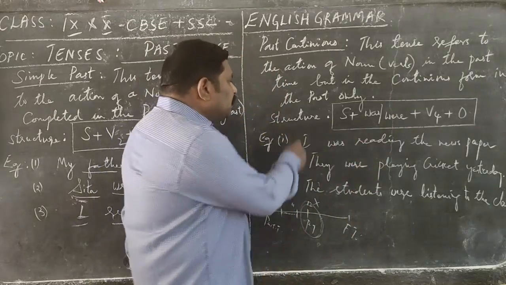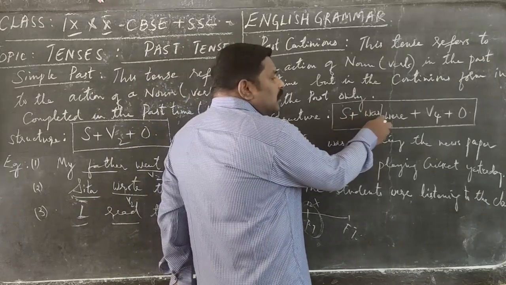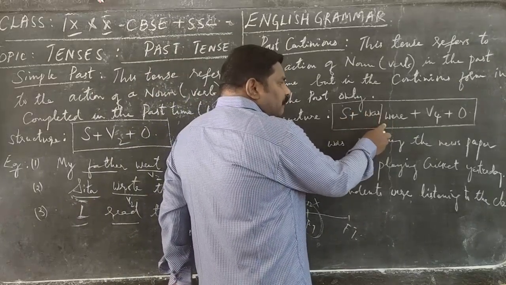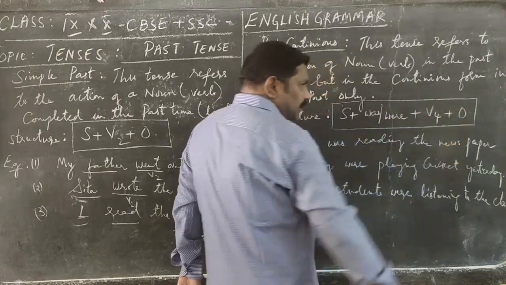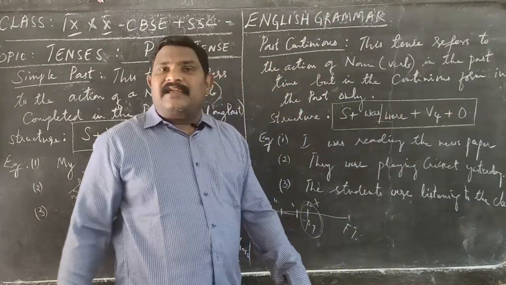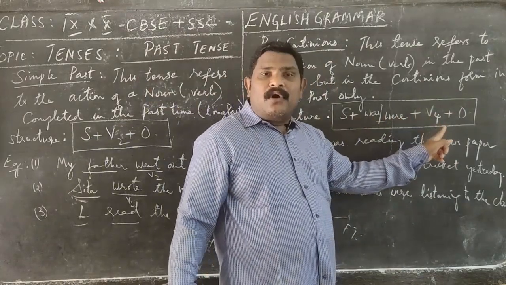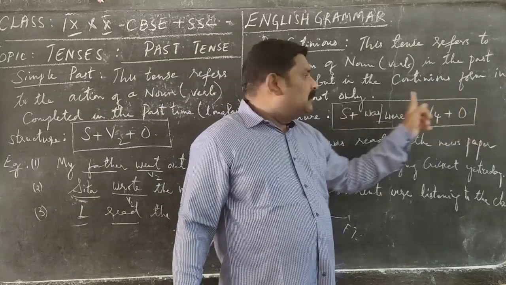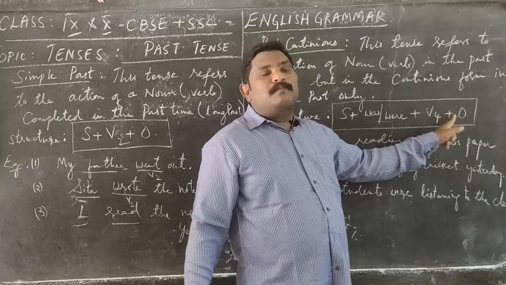So how is the structure? The structure is subject plus was or were plus V4 plus object. Was or were are helping verbs, auxiliary verbs. Subject plus was or were plus V4 plus object.